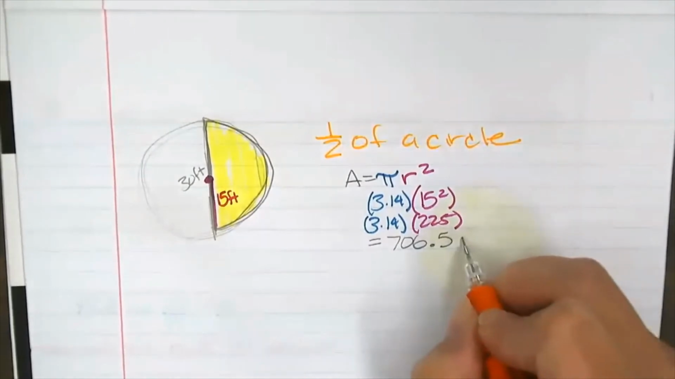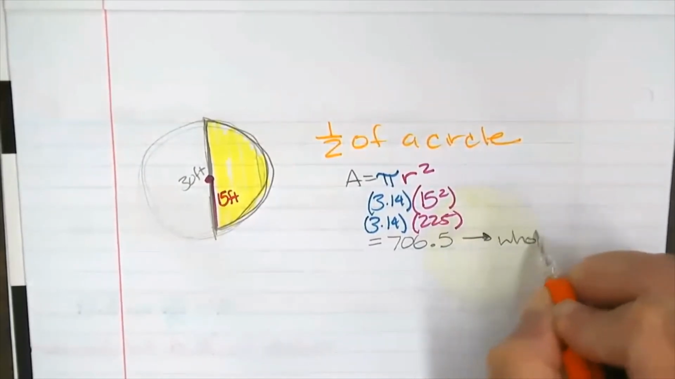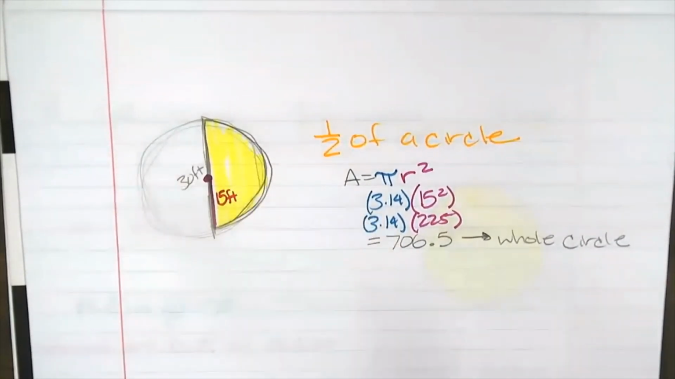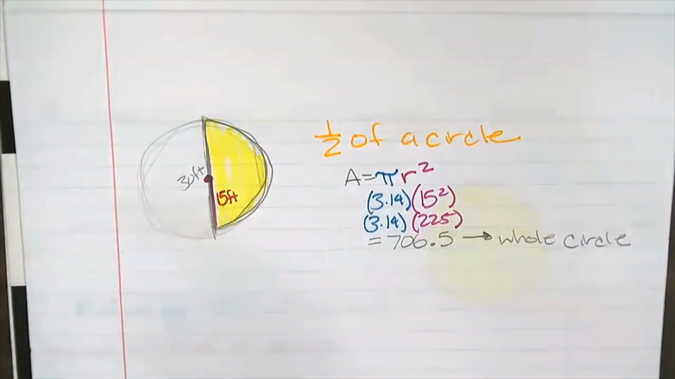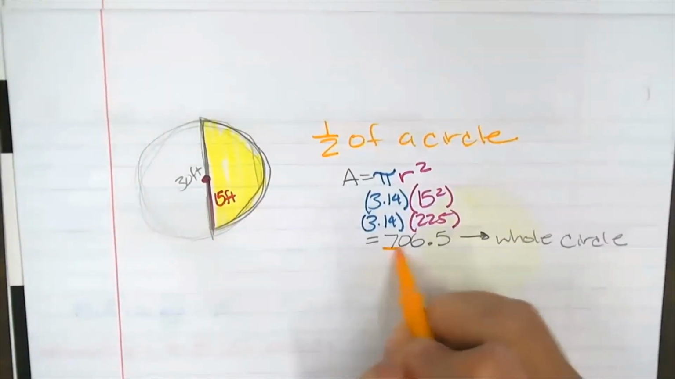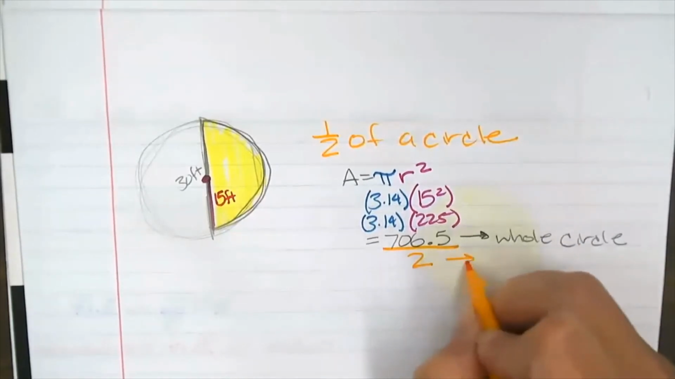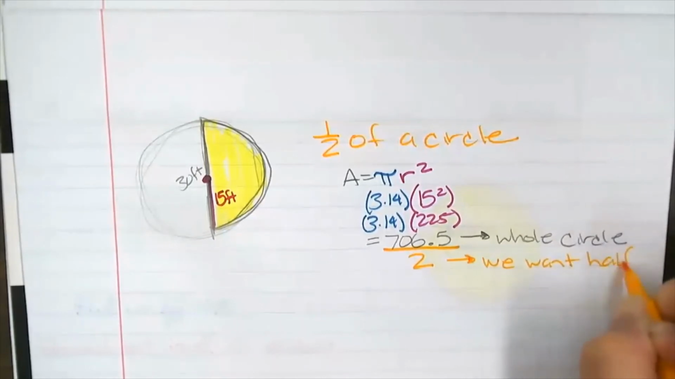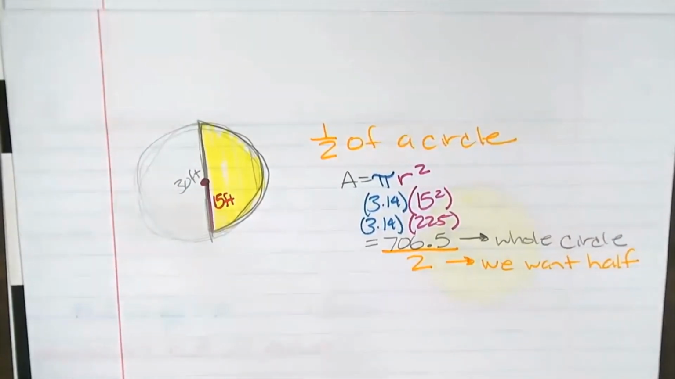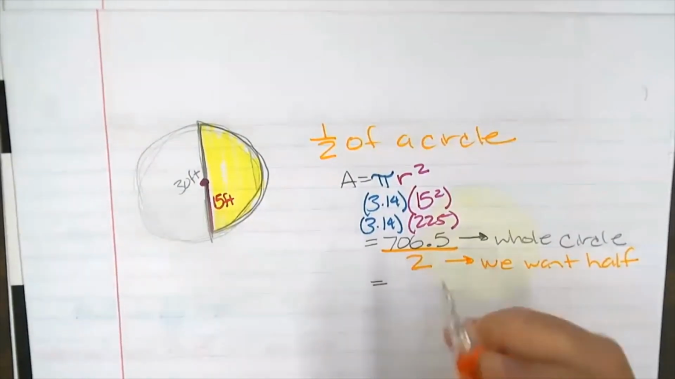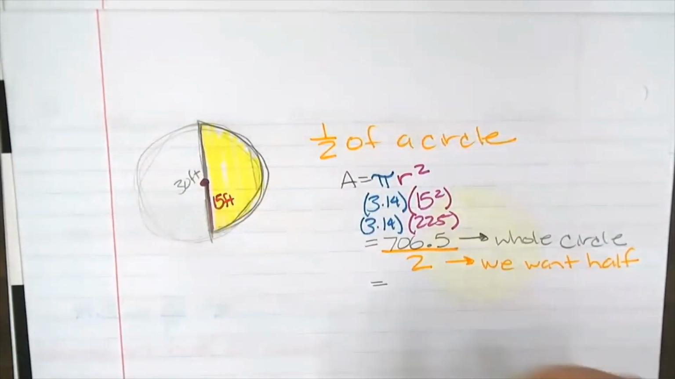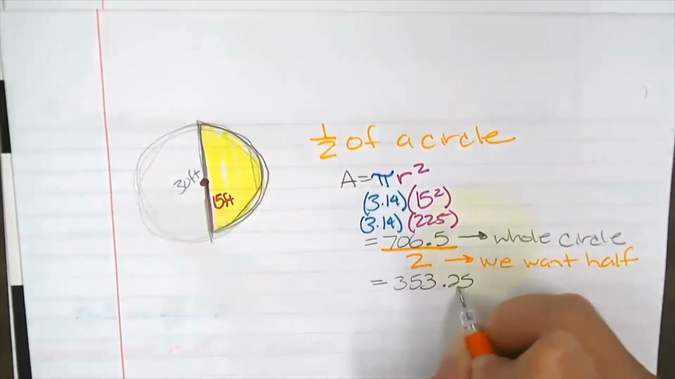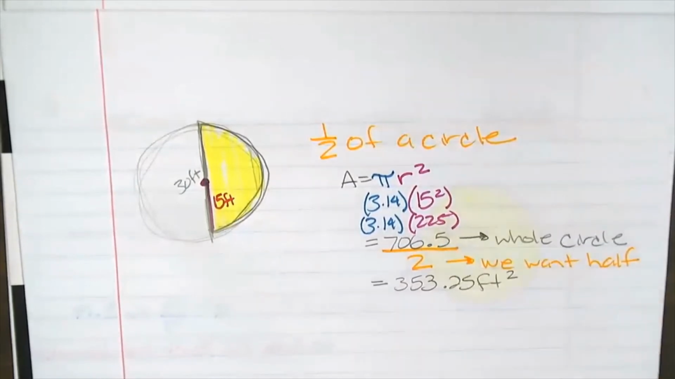706.5. But remember, this is the area of the whole circle. We want half of the circle. So I'm going to divide this by 2 because we want half. So the area of the semicircle is 353.25 feet squared.